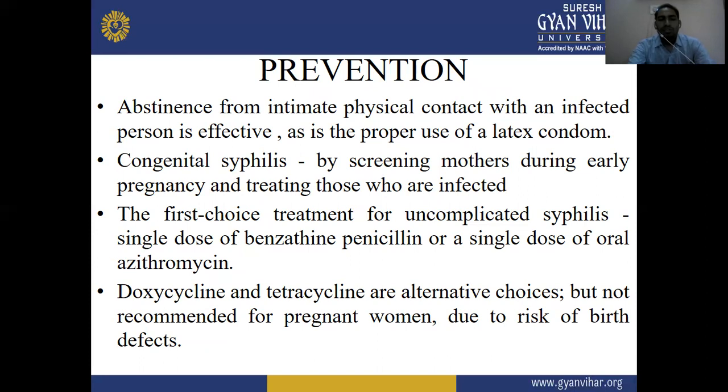Next one, the first choice treatment. The first choice treatment for uncomplicated syphilis is a single dose of benzathine penicillin or a single dose of oral azithromycin. And next one, doxycycline and tetracycline are alternative choices but are not recommended for pregnant women due to the risk of birth defects, because doxycycline and tetracycline cause ototoxicity.